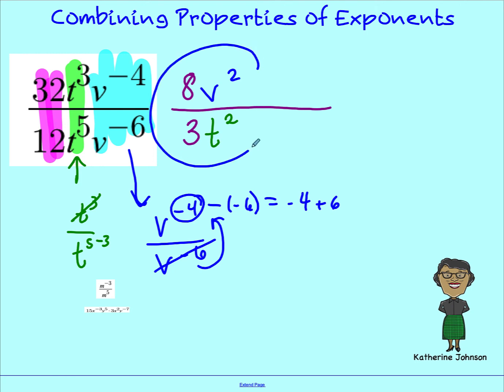So the quotient becomes 8 times v squared in the numerator, all divided by 3 times t squared.